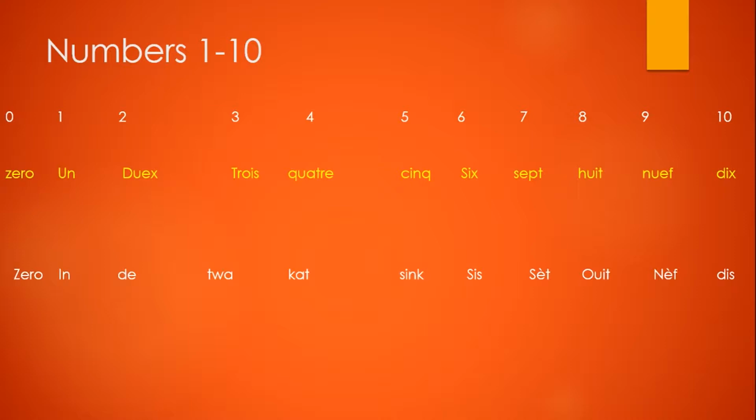So 0 is zero. 1 is un. 2 is deux. 3 is trois. Number 4, quatre. Number 5, cinq.